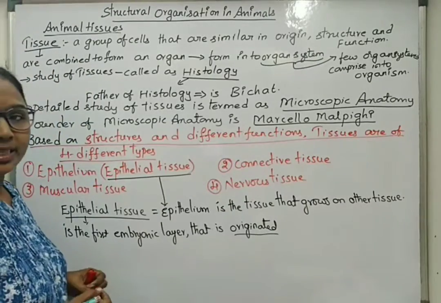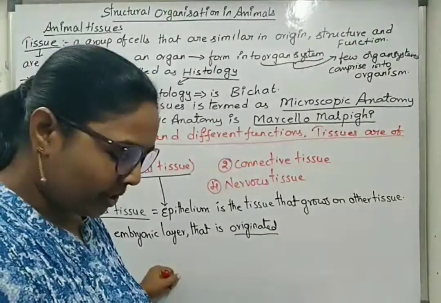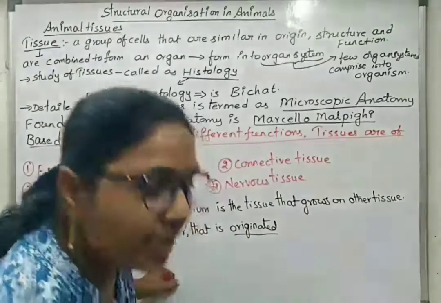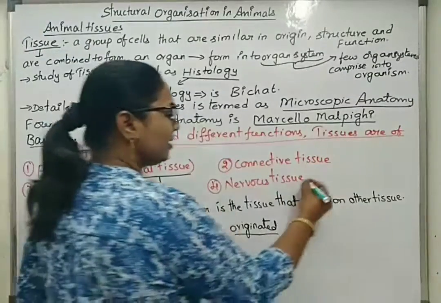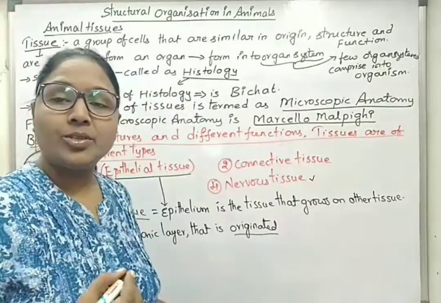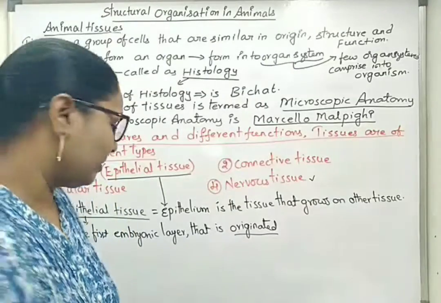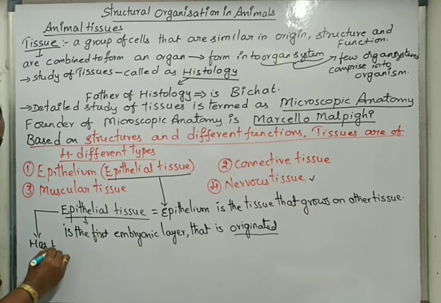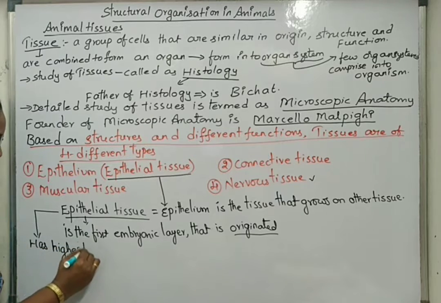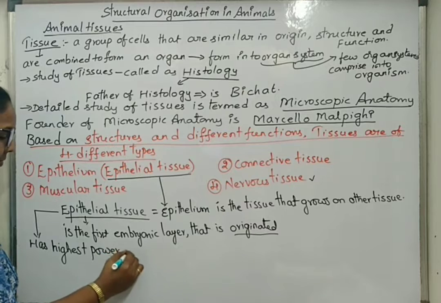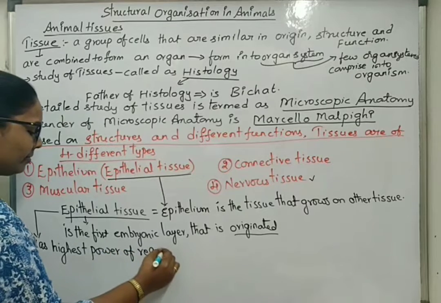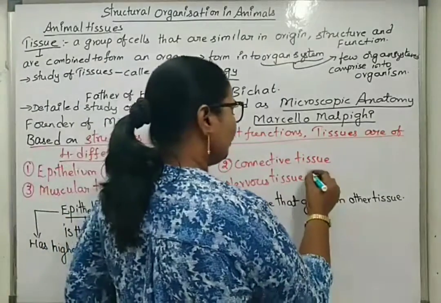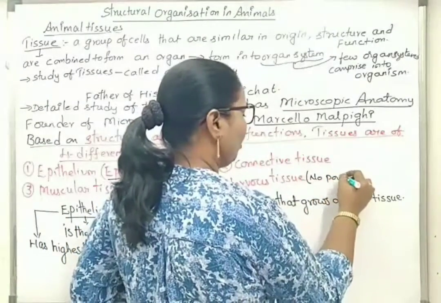Next, the power of regeneration: if any damage happens to any part of the epithelium, it has the highest regeneration capacity. But nervous tissue does not have the power of regeneration. Epithelial tissue has the highest power of regeneration. Nervous tissue, no power of regeneration.